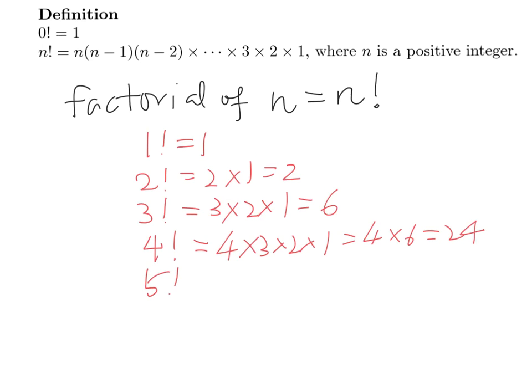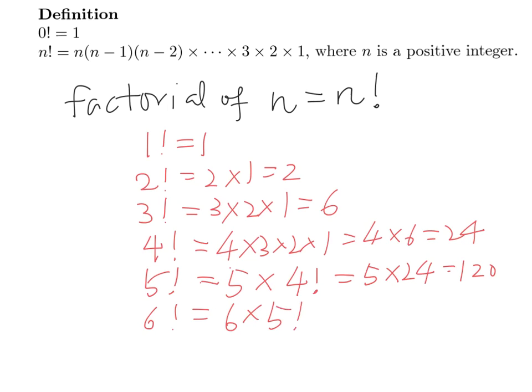The factorial of 5 is 5 times 4 times 3 times 2 times 1, or 5 times 4 factorial, that is 5 times 24, or 120. Factorial of 6 is 6 times the factorial of 5, that is 6 times 120, that is 720. We have a special case, that is the factorial of 0. It is defined as 1.